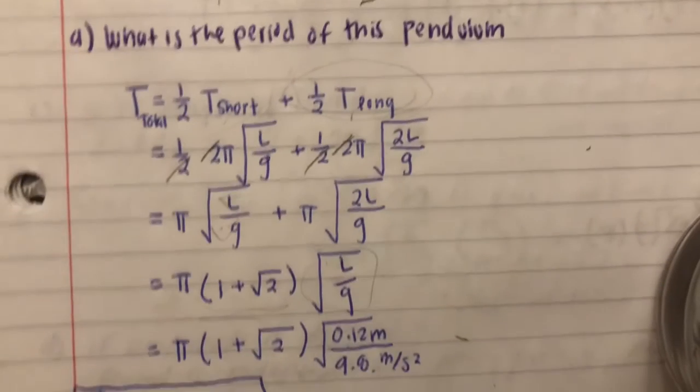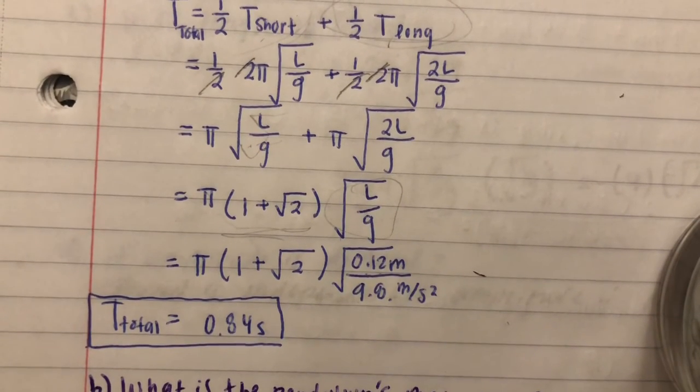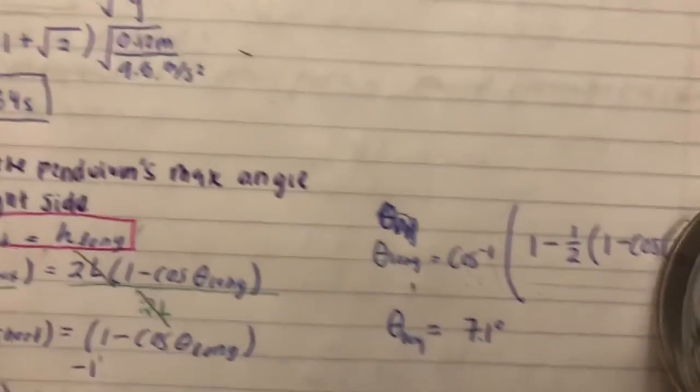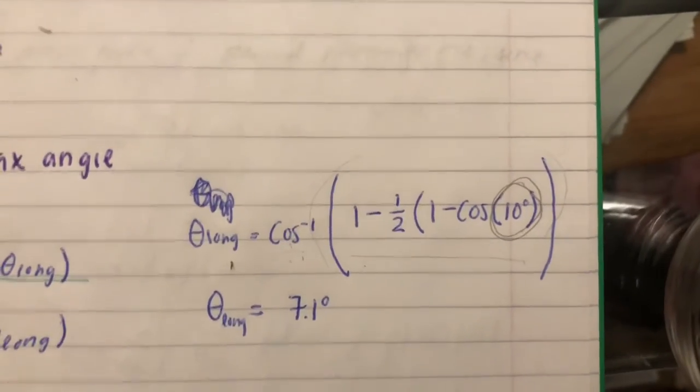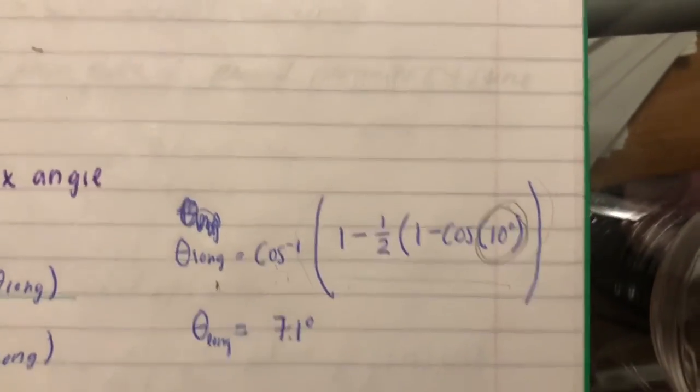So that's our final answer. The total period of the pendulum for it going back and forth is 0.84 seconds. And then the max angle on the right side is 7.1. Those are the final answers.